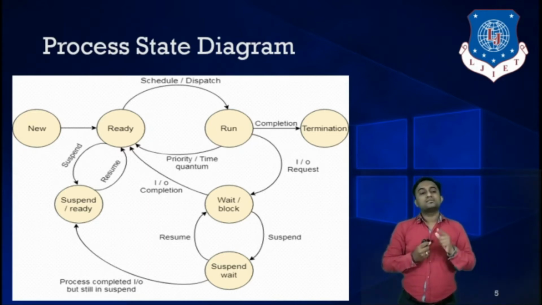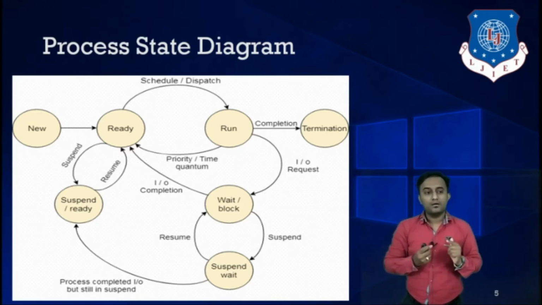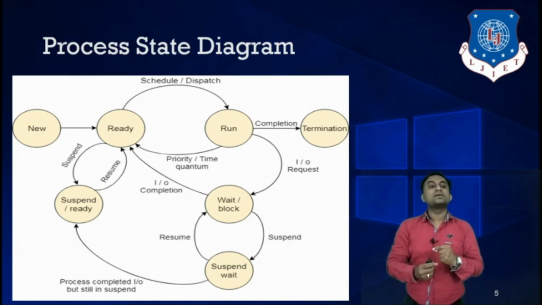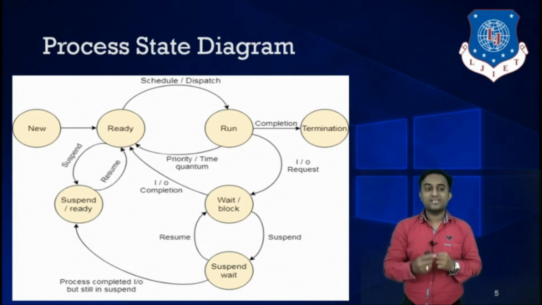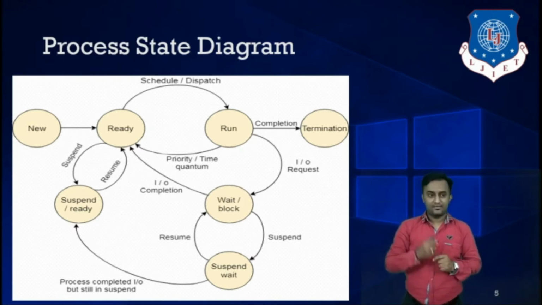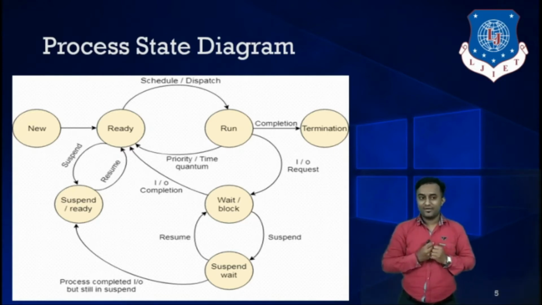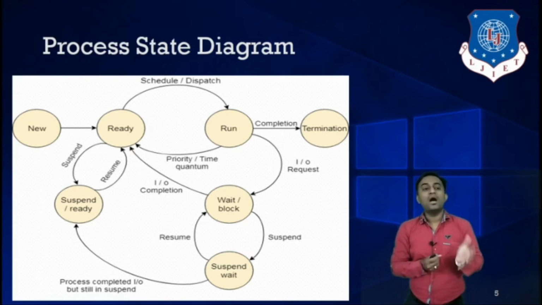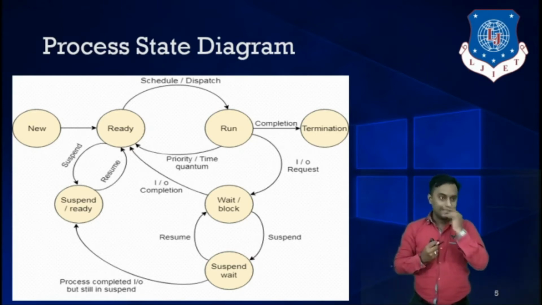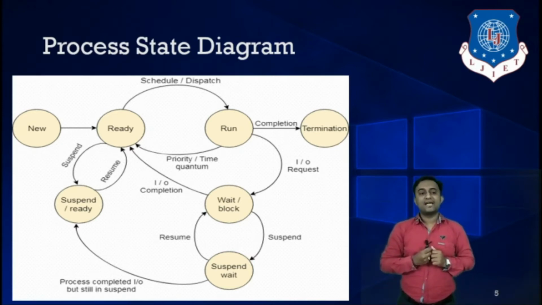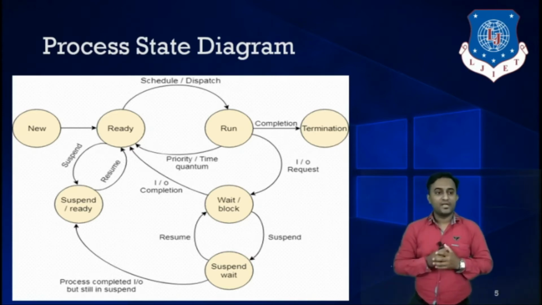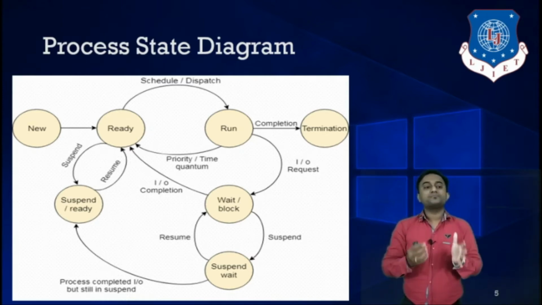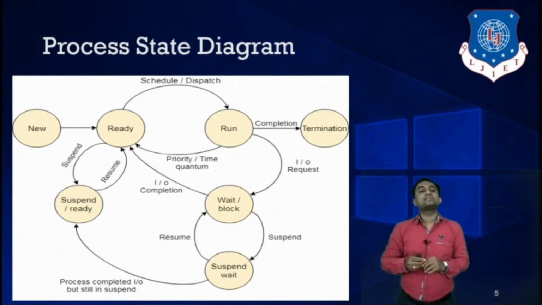Now the transition between the new state and the ready state is when the process is going to be created. Once the process is created, it is loaded into the main memory. So the second state of the process state diagram is the ready state, which contains a different set of processes.